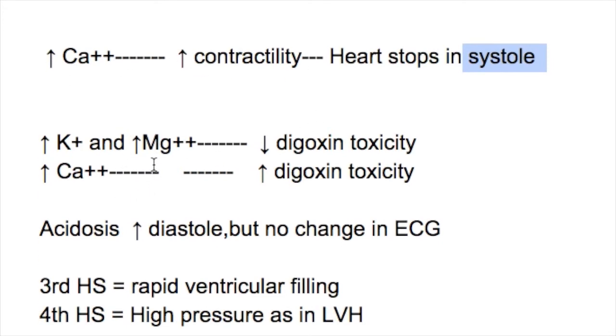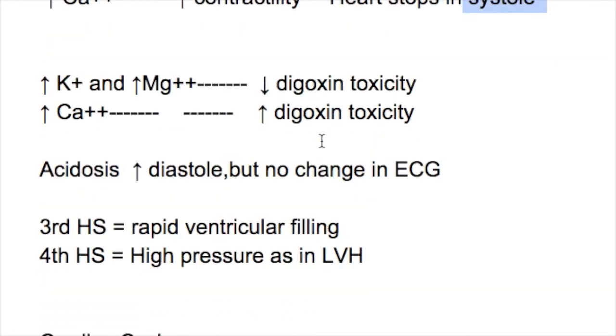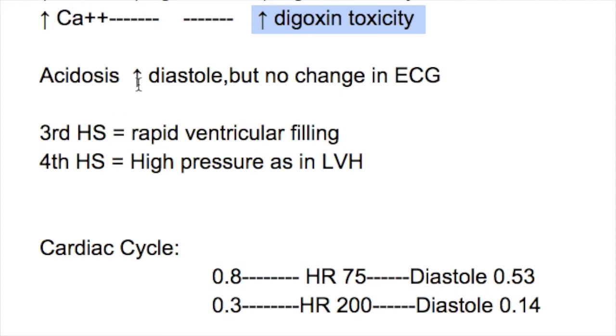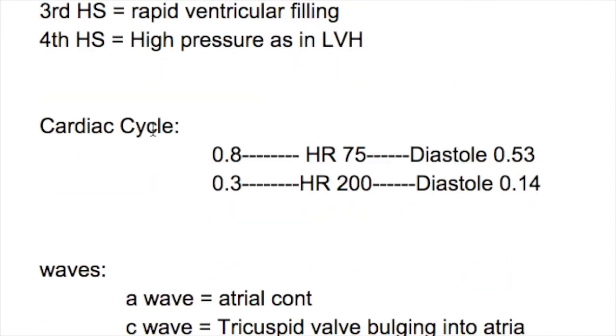What are the effects of sodium, potassium, magnesium and calcium on digoxin toxicity? An increase in potassium and magnesium decreases the digoxin toxicity, whereas an increase in calcium increases the digoxin toxicity. What is the effect of acidosis on the heart? Acidosis increases the diastole, but there is no change in the ECG.